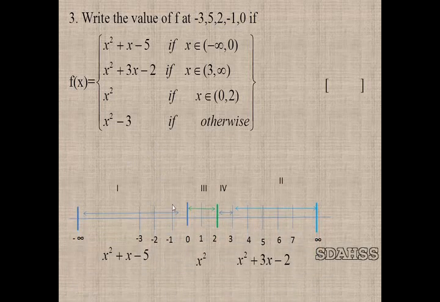Draw a number line. Here the function is defined by 4 intervals. Minus infinity to 0 lies in the first interval. The function is defined by x square plus x minus 5. Second interval 3 comma infinity, its function is x square plus 3x minus 2. Third interval is 0 comma 2, its function is x square. Fourth interval is otherwise, x square minus 3.